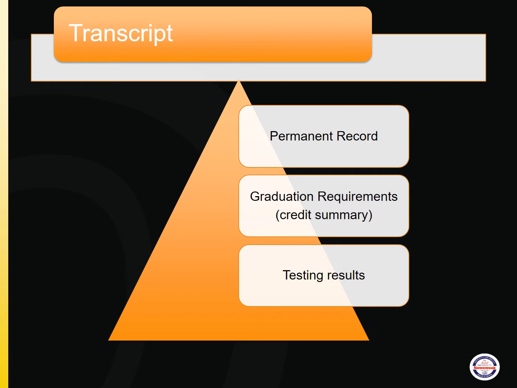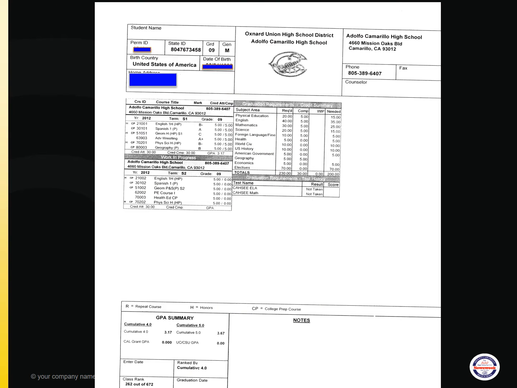Your transcript is your permanent, confidential record of all of the classes you have taken at ACHS and all of the grades you've received in those classes. Here's an example of a second semester freshman transcript with the grades and classes that were taken in the first semester, the current classes that are being taken now in the second semester, and the credits summary box in the middle.